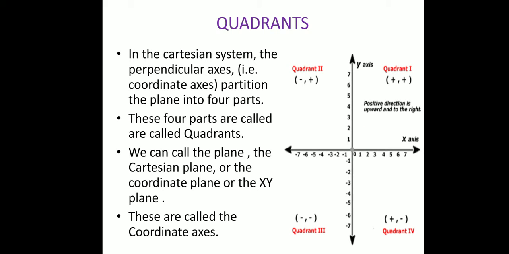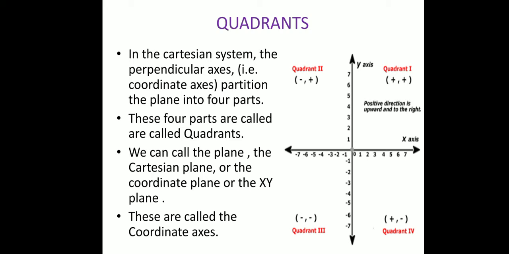Now coming to our next topic, that is quadrant. What is a quadrant? In the Cartesian system, the perpendicular axes partition the plane into four parts. These four parts are called the quadrants. We can call the plane the Cartesian plane or the coordinate plane or the xy plane. These are also called the coordinate axes.